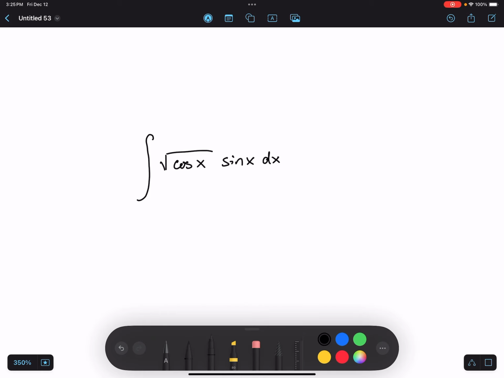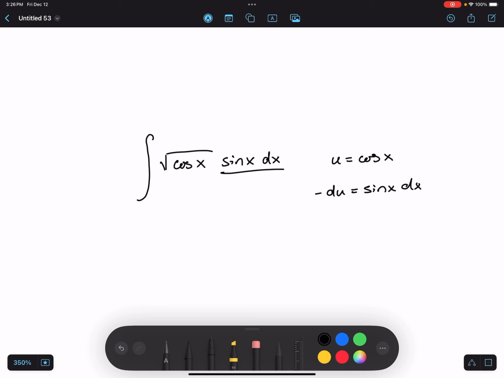Here we are given the integral of the square root of cosine x times sine x, and this is a clear trig integral, likely using u-substitution to solve it. What I'd like to do first is let u equal cosine x, and of course the derivative of u in this case would be negative sine x dx.